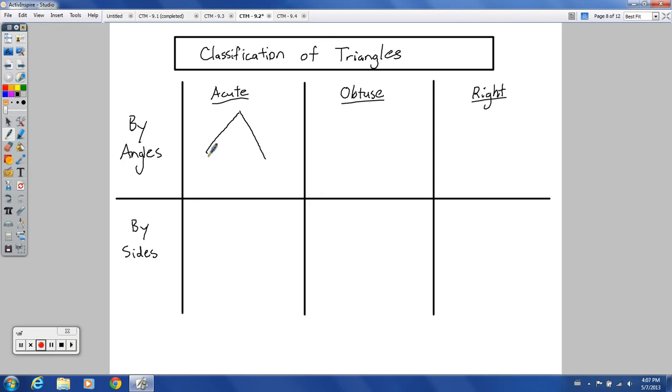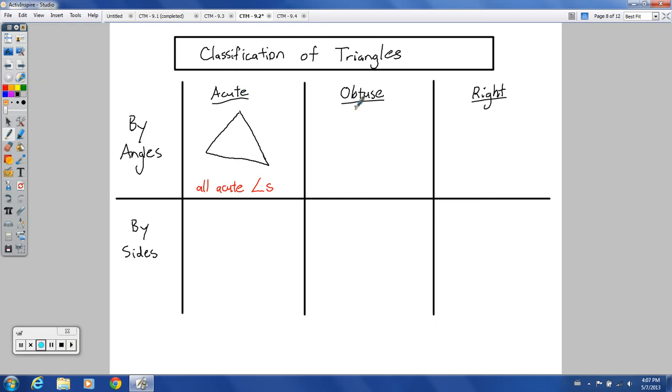Acute, make sure each angle that you're drawing is less than 90. They all have to be acute angles. So you can't have any right angles, you can't have any obtuse angles. So here, these are all acute angles. Let's put that in our different colors. So all acute angles for an acute triangle.